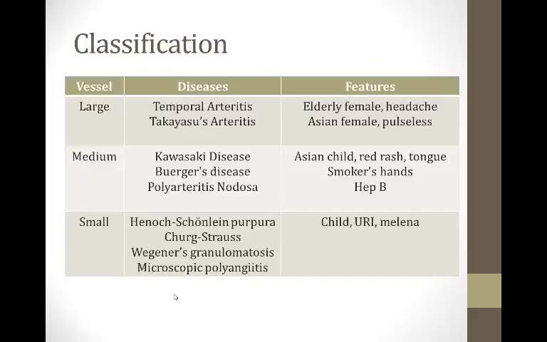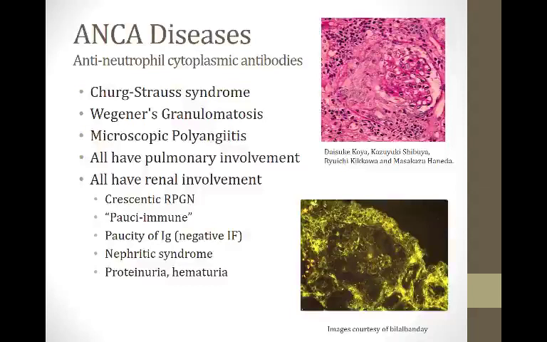So back to our overview slide, the buzzwords for Henoch-Schönlein purpura are a child with a recent URI who has melena. Now we're going to move on and talk about the last 3 small vessel vasculitis syndromes, and they are all very similar. These are ANCA-mediated diseases. There are 3 small vessel vasculitis disorders that are called ANCA diseases, and they get this name because they all involve anti-neutrophil cytoplasmic antibodies, and I'll explain exactly what these antibodies are in a minute. But the 3 ANCA disorders that all cause vasculitis are Churg-Strauss syndrome, Wegener's granulomatosis, and microscopic polyangiitis.